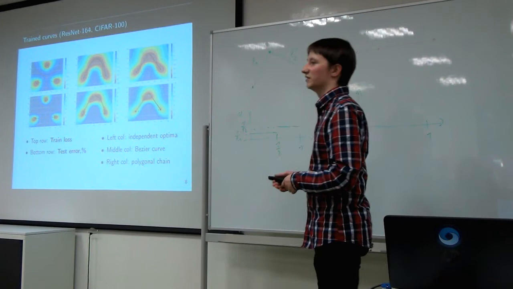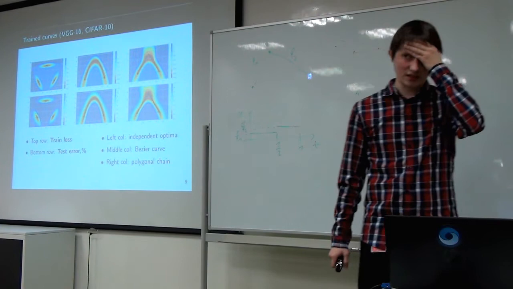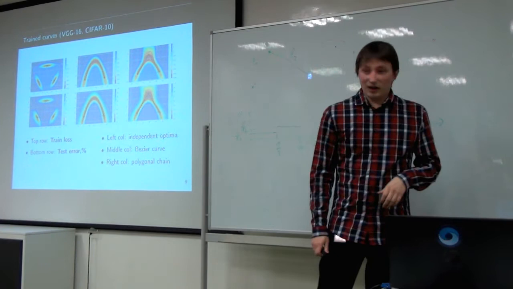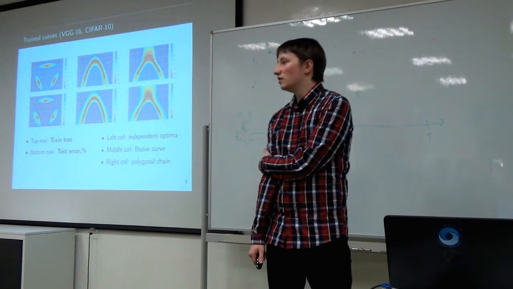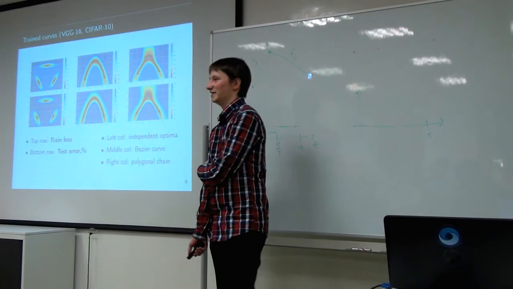So this architecture has different properties of the loss surface. Do you have any hypothesis as to why these arrays are more narrow for VGG? And are they actually more narrow, or is this an artifact of visualization? So how do you measure narrowness? It's just visual analysis.